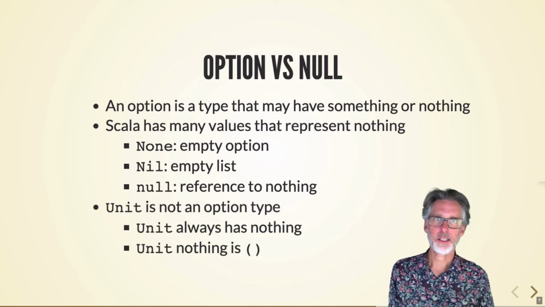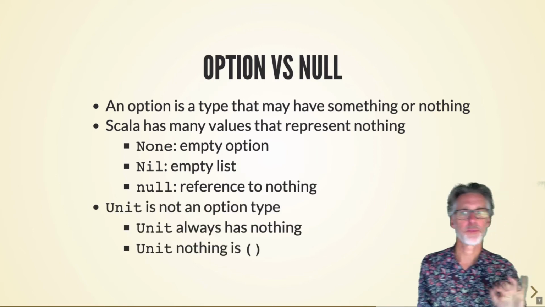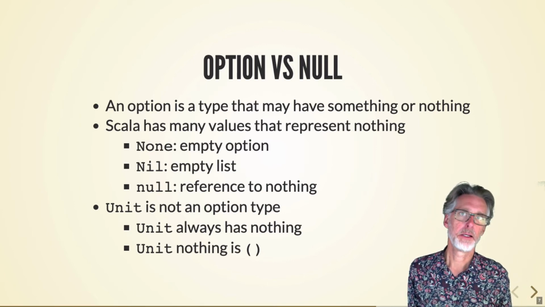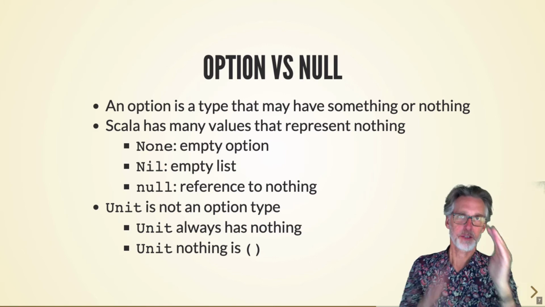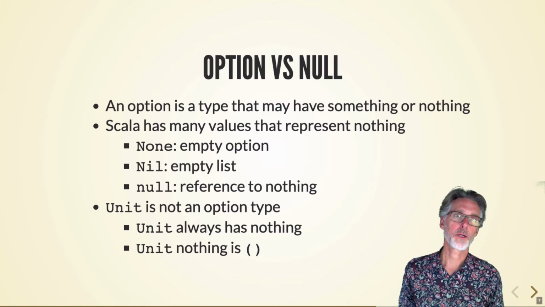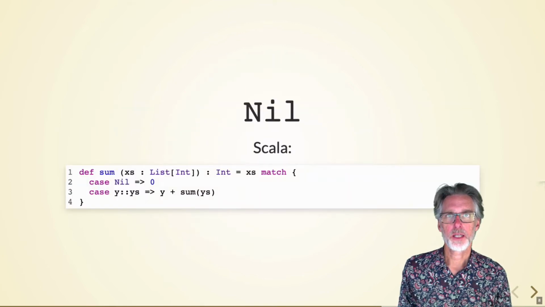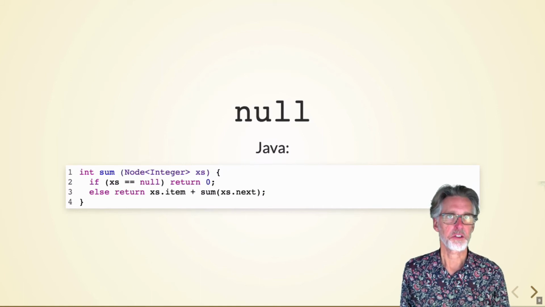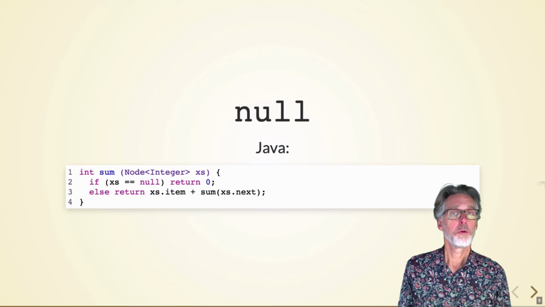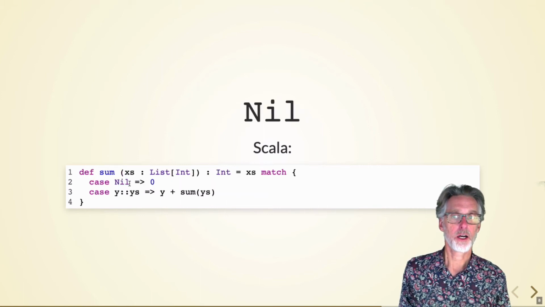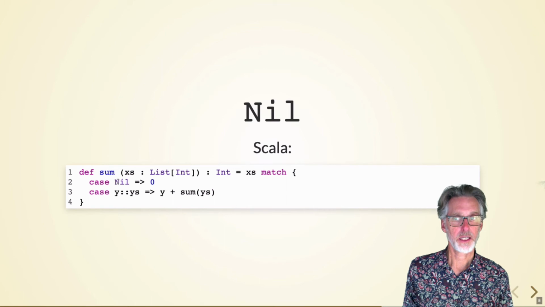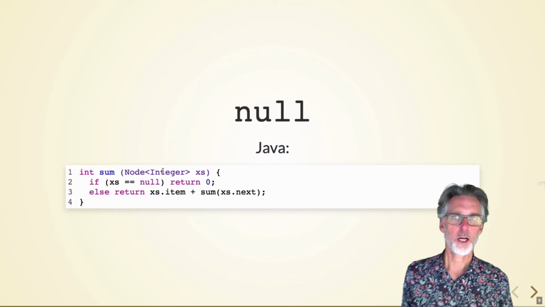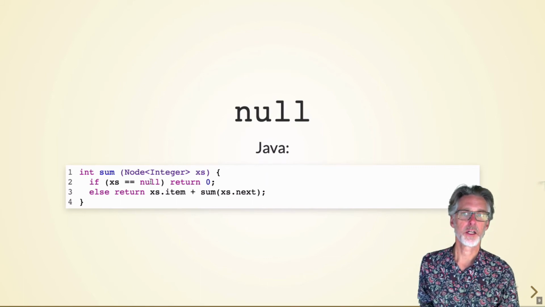Note that the unit type is not an optional type. Unit doesn't have more than one possible value. Unit is always nothing, and the way we represent that nothing is using the unit value, or the open-close parentheses. You may have already noted that the use of Nil in Scala mirrors the use of null in other languages like Java. We do a sort of case analysis on our lists to see whether they are Nil or a Cons. That's very similar to the kind of case analysis you do in Java to see whether an object reference is null or not.